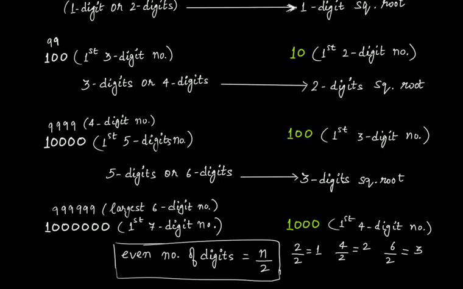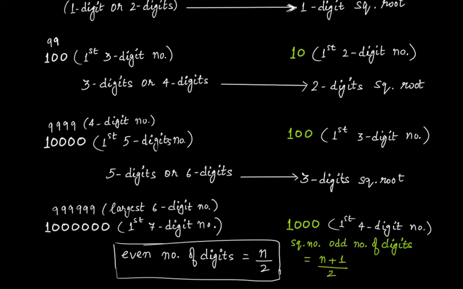Now if you have to talk about odd number of digits present in square numbers, if your square number has odd number of digits, then the number of digits in the square root will be n plus 1 divided by 2.